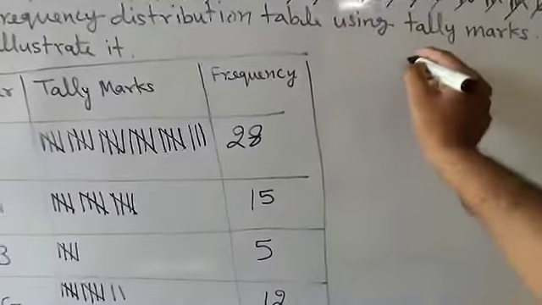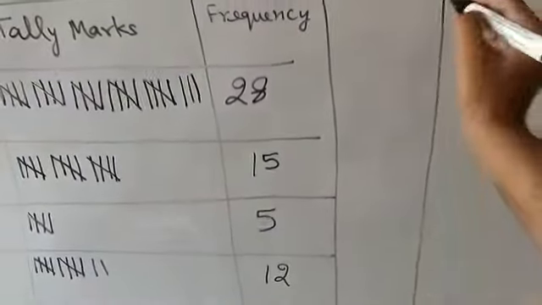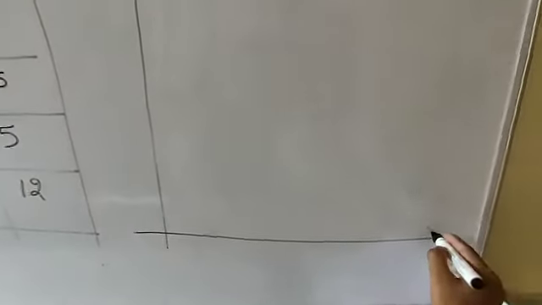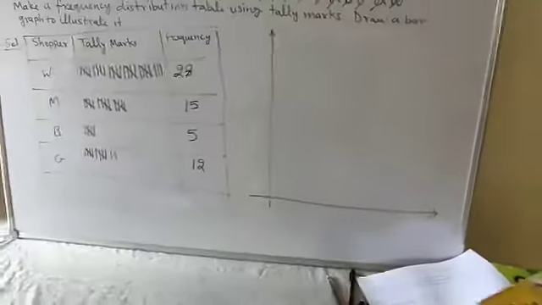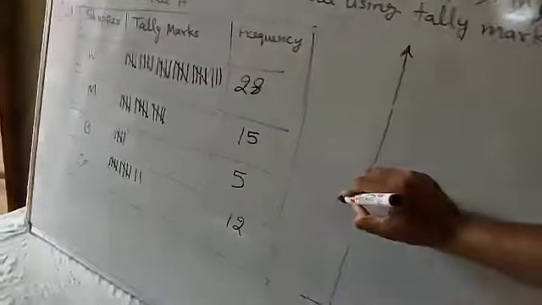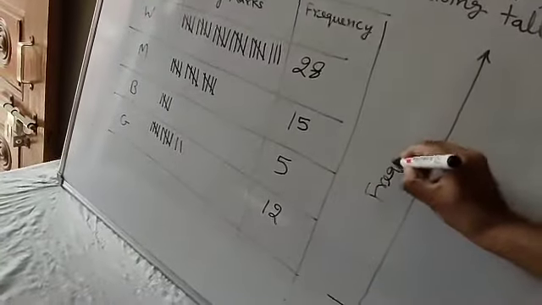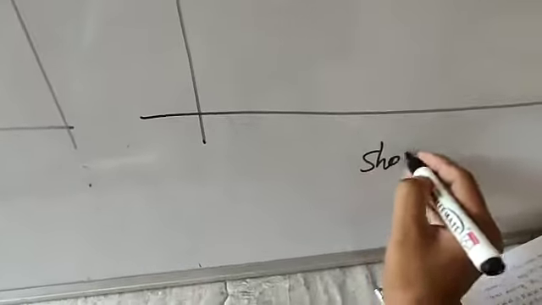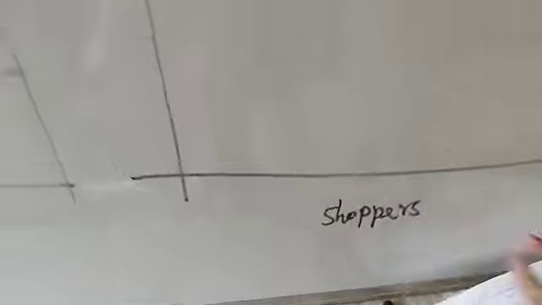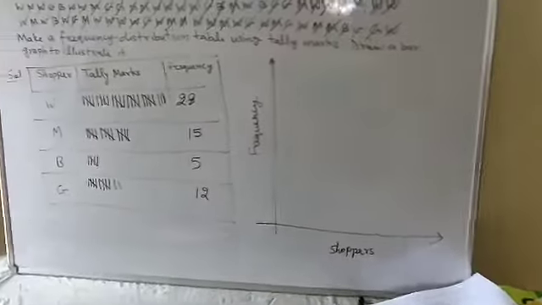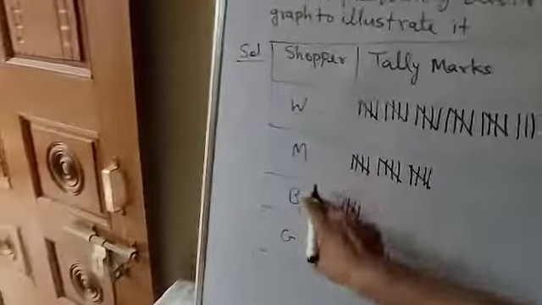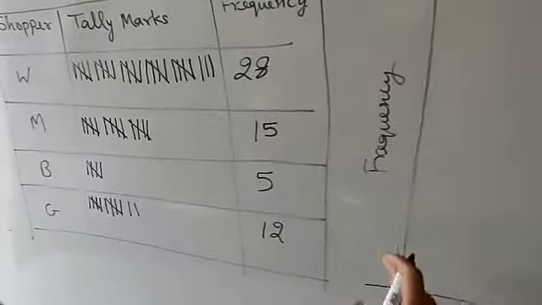So on the graph, you need to take a graph sheet and you need to draw the y-axis and x-axis like this, and after that frequency will be represented on the y-axis. So here you will write frequency, and shoppers will be represented on the x-axis. So here you will write shoppers, and here 1, 2, 3, 4 types of shoppers are there.